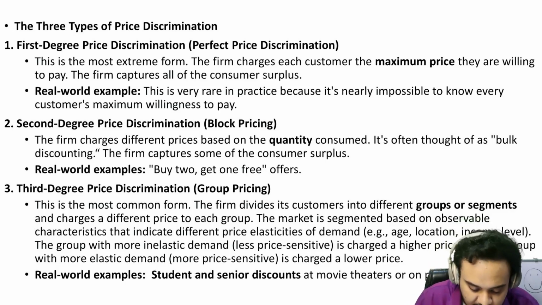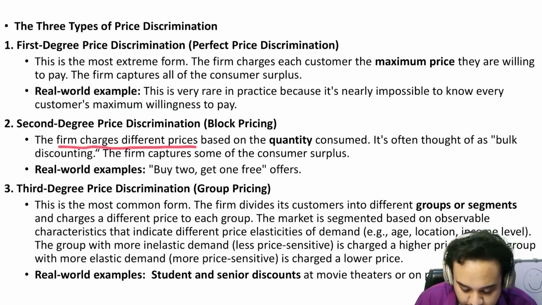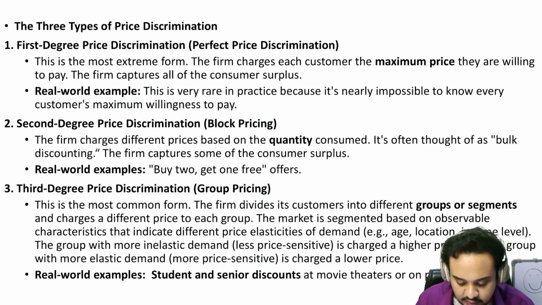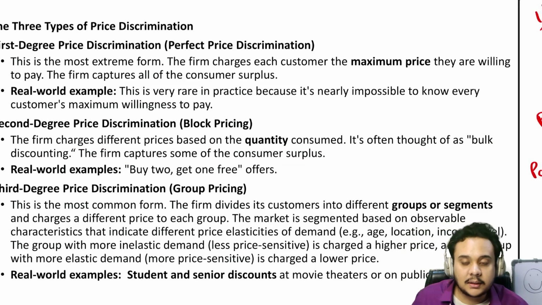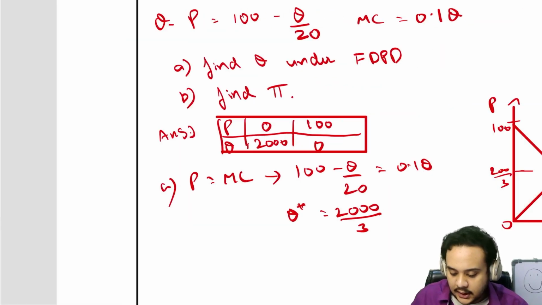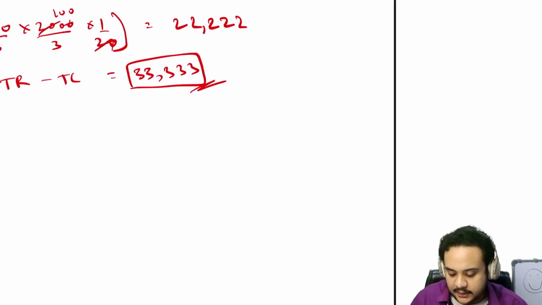Okay, so the firm charges different prices based on quantity consumed. It is often thought of as a bulk discounting. Firm captures some of the consumer surplus. Okay, buy two get one free offers. We are going to see more examples and more types of second degree price discrimination.